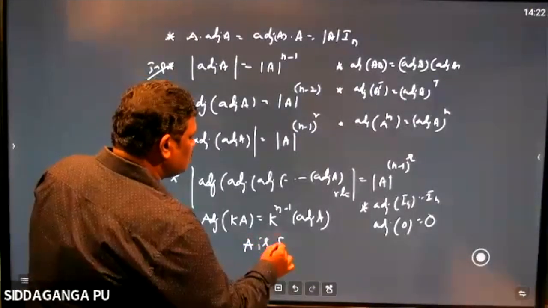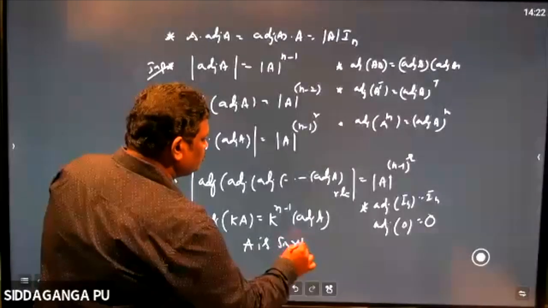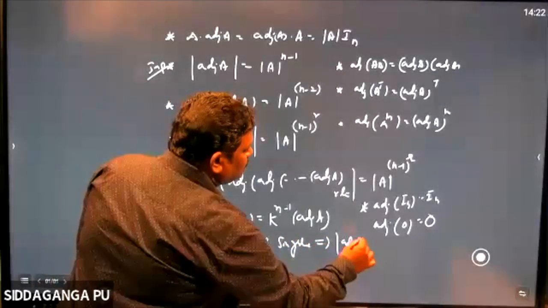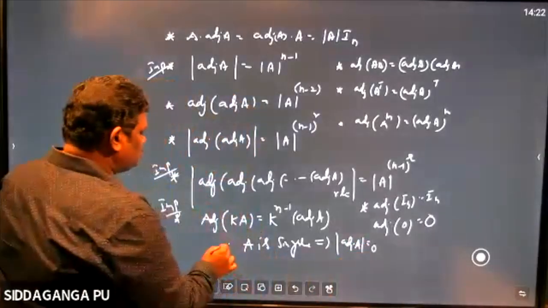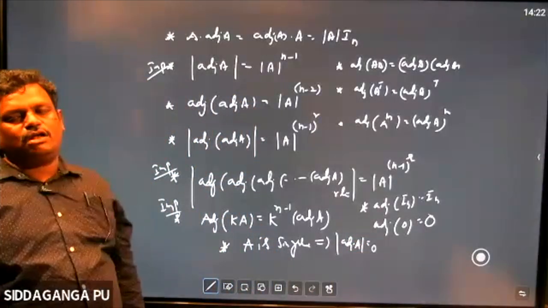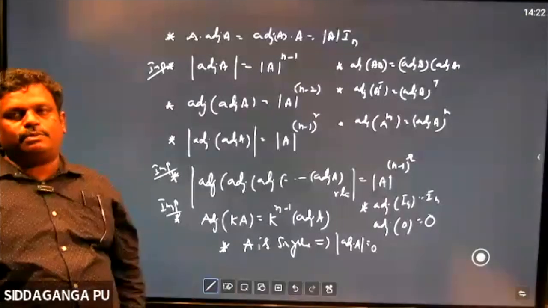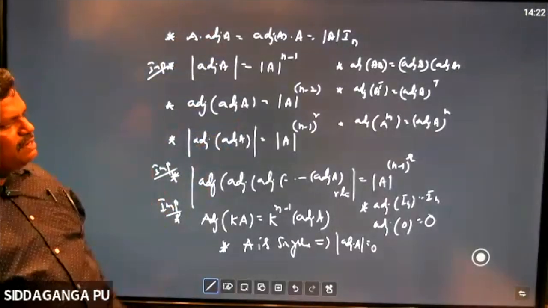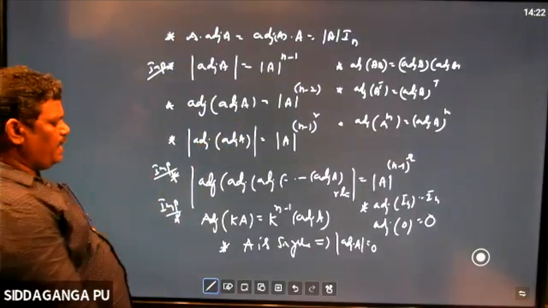A is singular, that implies determinant of adjoint A equal to 0. This is also another property. So now these properties are important for solving the questions. If you get these properties, you can solve the questions. These are the very very important properties for adjoint of a matrix.